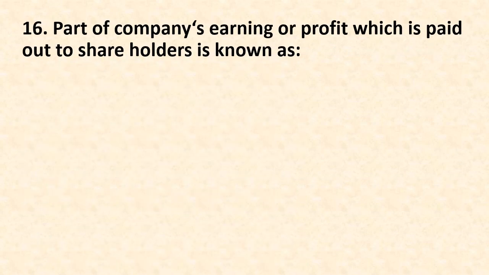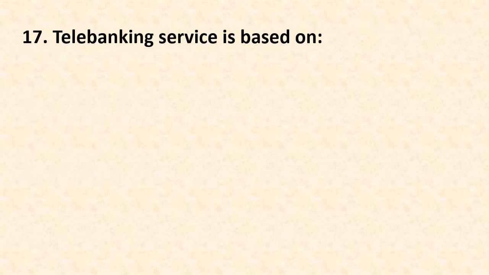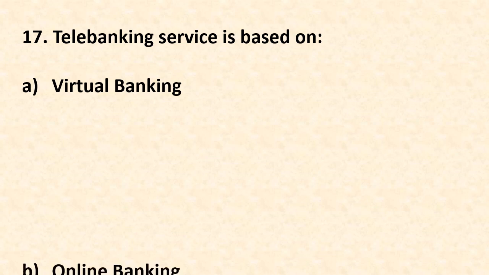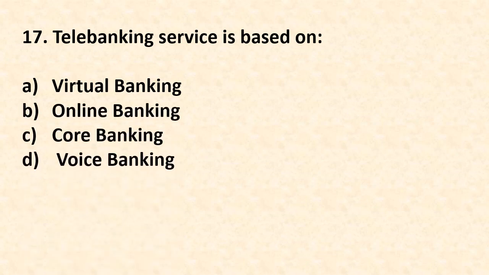Question number 16. Part of company's earning or profit which is paid out to shareholders is known as. Options are premium, dividend, bonus, and sum assured. The correct answer is option B, dividend. Question number 17. Telebanking service is based on. Options are virtual banking, online banking, core banking, and voice banking. The correct answer is option D, voice banking.